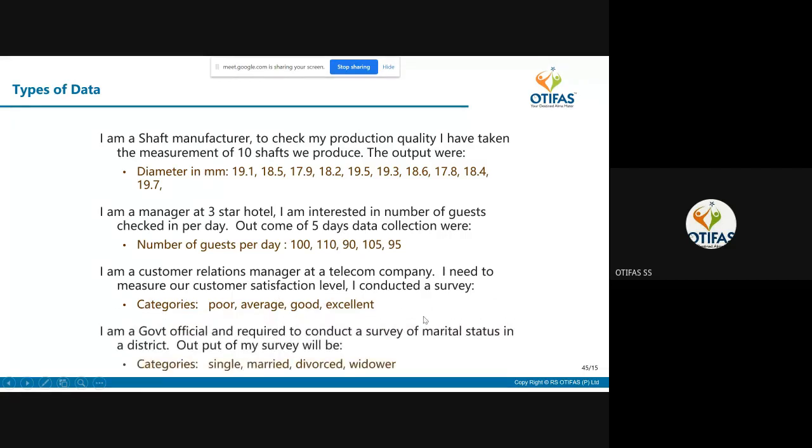Now, if you are a government official, in 2021 the census is going to happen, every 10 years. If you're a government official required to conduct a census survey of marital status in a district, what could be the output of the survey? It could be single, married, divorced, widower, etc. Now tell me, what is the difference between the first two and the last two?